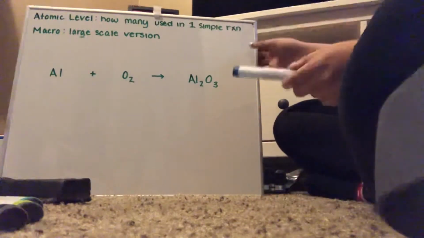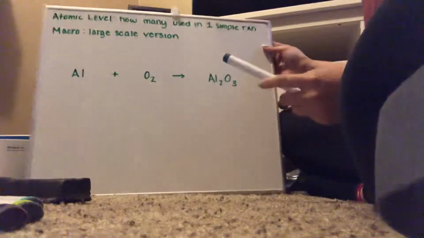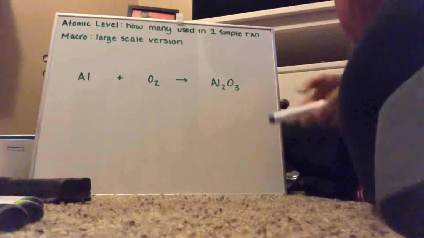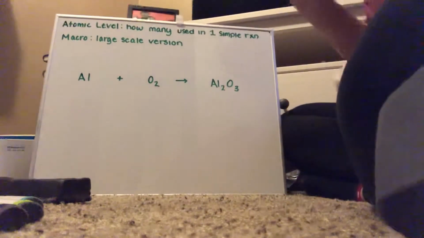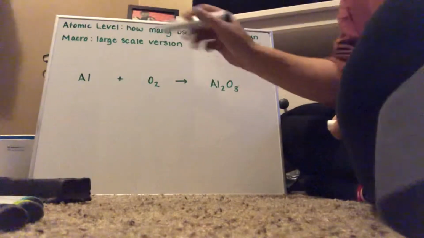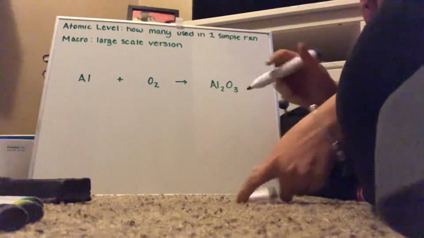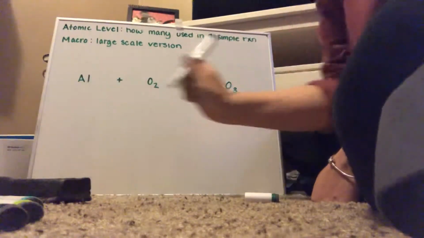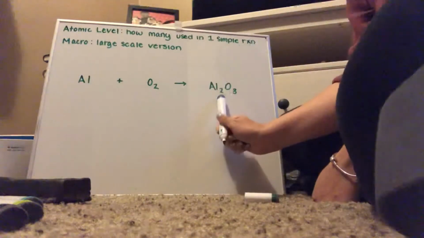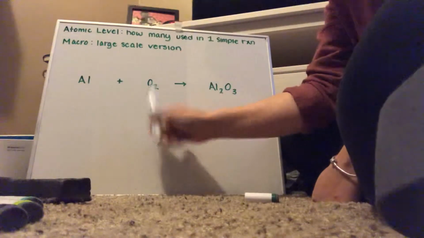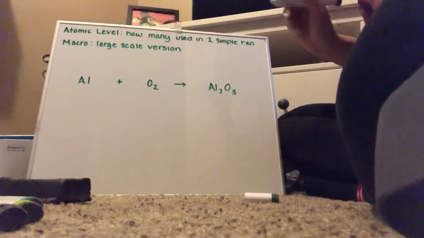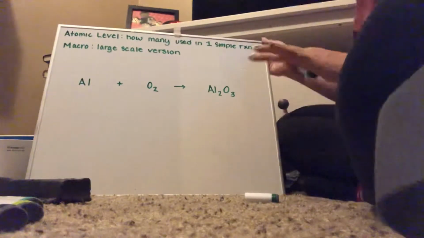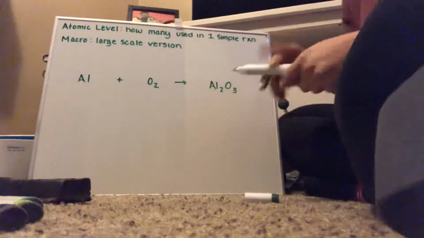Now, what you want to do here is write out your plain equation, and make sure that you have the same number of each element on both sides of the arrow. So I want the same number of aluminum atoms on this side as I do on this side, and the same number of oxygen atoms on this side as I do on this side. The way you do that is just play around with it a little bit. I'm sure there's a more legit way to do it.